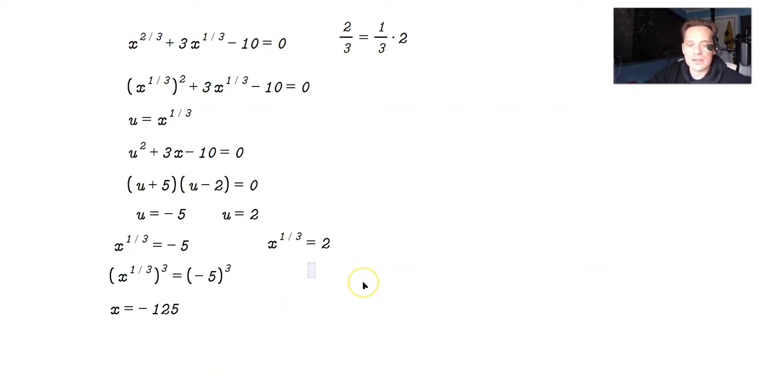For this other one, again, you just cube both sides: x to the 1/3 and then raised to the third equals 2 raised to the third. 1/3 times 3 is 1, so it's x to the first. And then 2 to the third is 8. And these are the two solutions. There aren't any other ones to this equation. Not even, for example, using complex numbers, you can check.